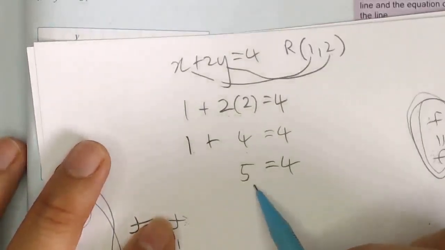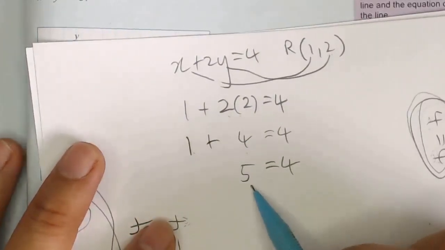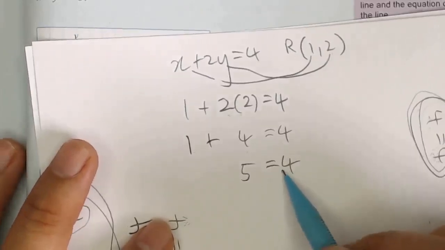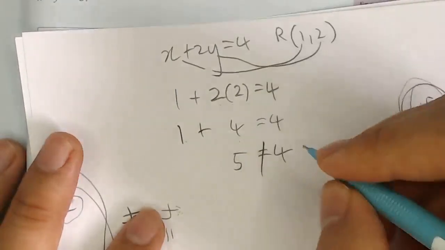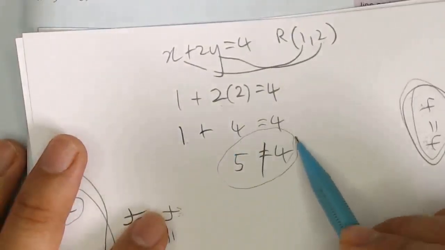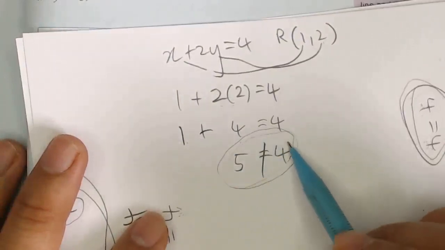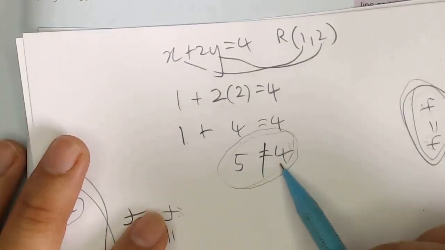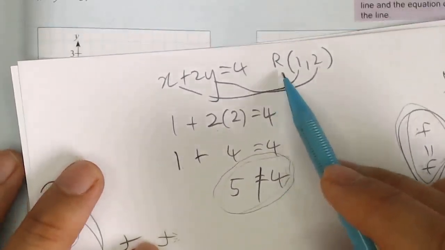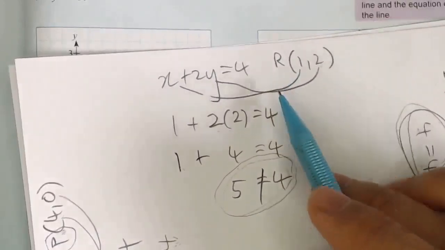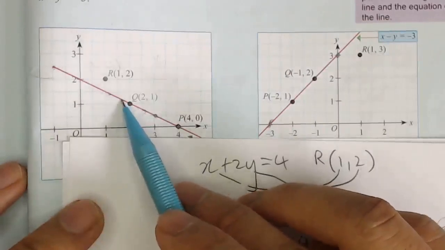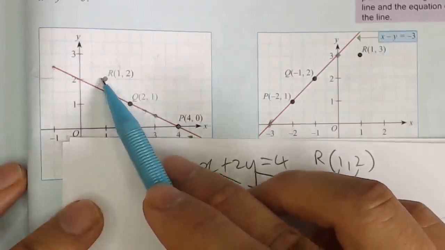So you see, is it real? Is it correct? 5 equal to 4. 5 will never ever equal 4. So what is this telling us? It is not on this straight line. That this point R is not really on the line. Okay, it is out of the line.